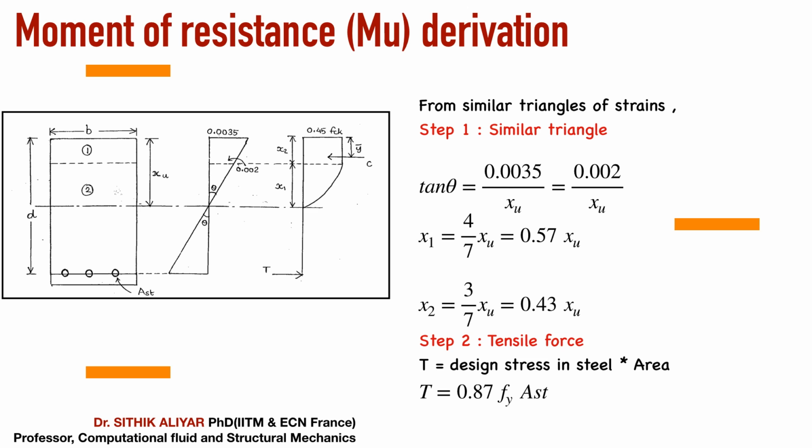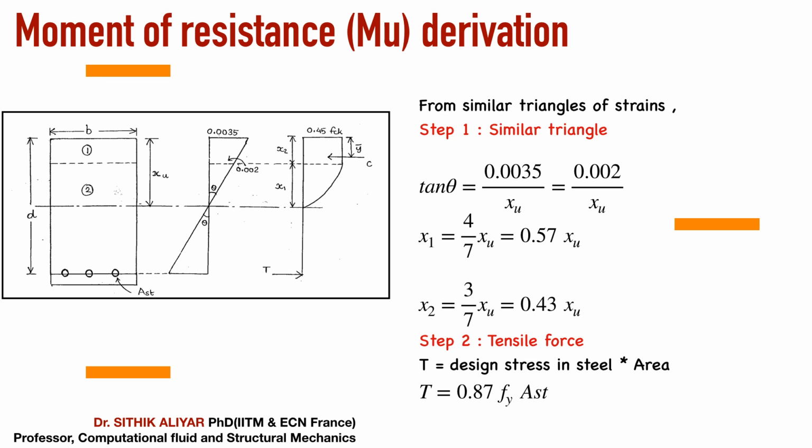So it is 4 by 7 of xu. How 4 by 7 of xu? Just divide 0.002 by 0.0035. I hope you know this calculation. So step 1, find the value of x1 and x2. Out of the total neutral axis depth xu, how much is x1, meaning how much is the length of the parabola and how much is the length of the rectangle. Okay, so step 1 is over.